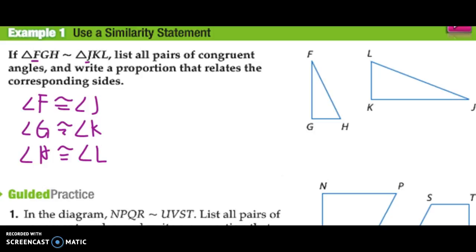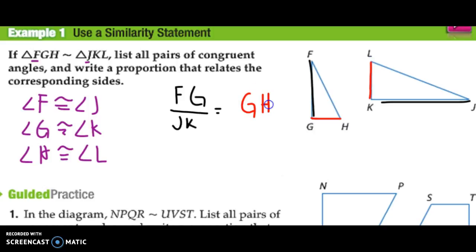Then as a proportion, we could say that FG over JK is going to be the same as GH over KL, which is the same as FH over JL. Okay, so that's my proportion. They're all going to be proportionally equal to each other.